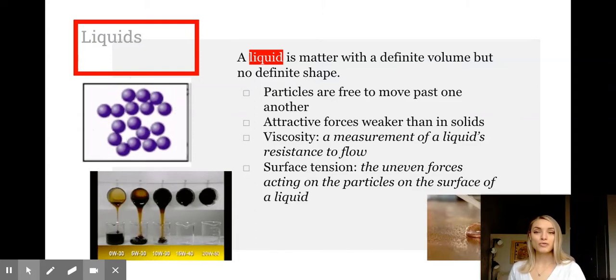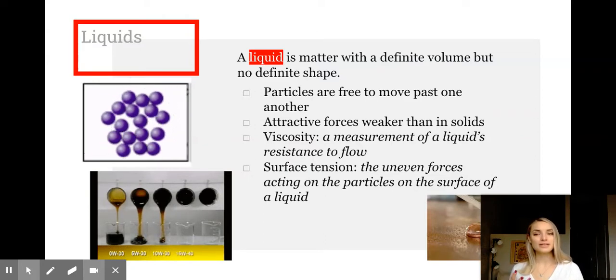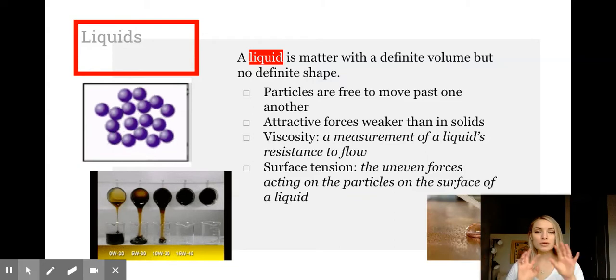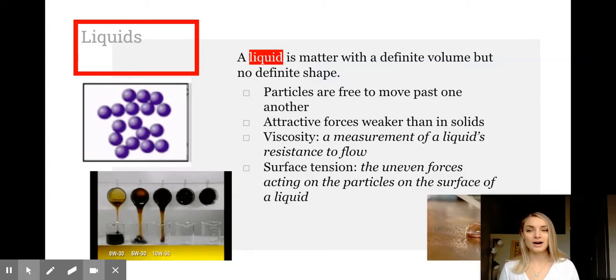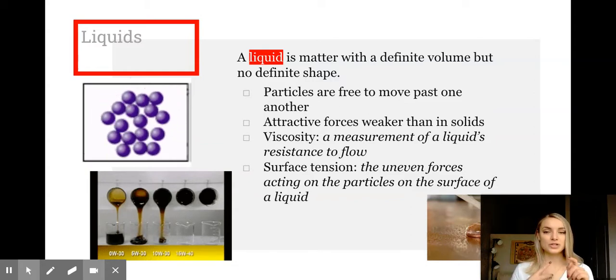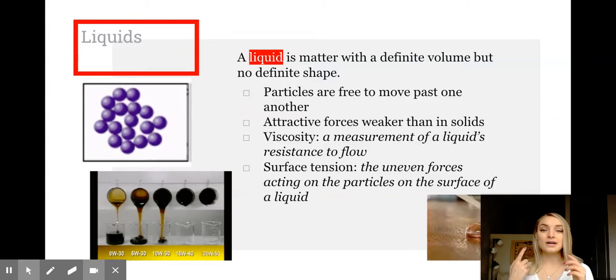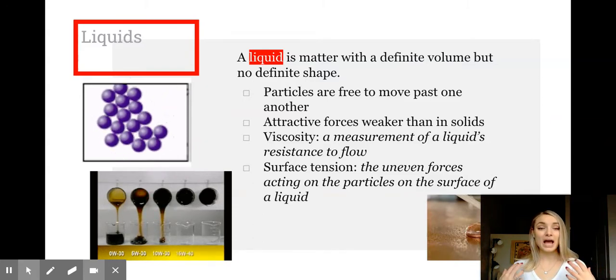So the particles are more free to move past one another, and the attractive forces are weaker than in solids because they're moving a little bit more. Two big terms that we want to think about with liquids are viscosity and surface tension. Viscosity is a measurement of the liquid's resistance to flow. So that just kind of means how thick it is.